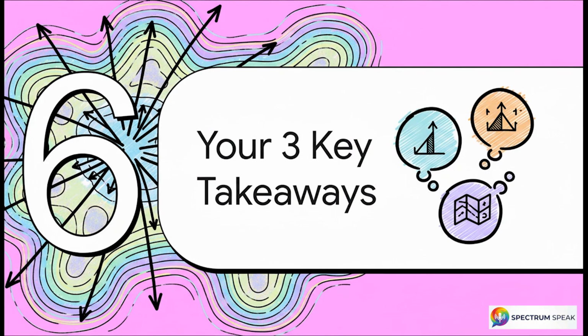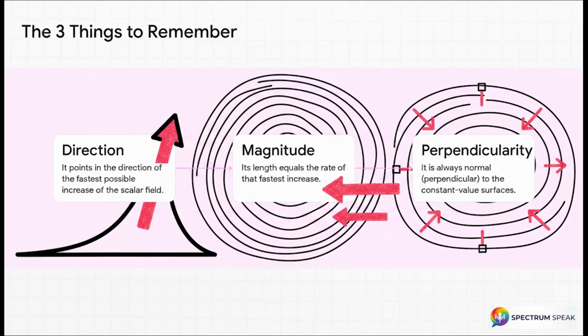Wow, okay, we've gone from a simple hill all the way to some pretty serious calculus. If you only take away 3 things from all of this, please make it these 3. 1. Direction. It points straight up the hill, always in the direction of the fastest increase. 2. Magnitude. Its length tells you exactly how steep that hill is. And 3. Perpendicularity. Remember, it always cuts across those contour lines at a perfect right angle. You master these 3, and you've absolutely mastered the concept of the gradient.